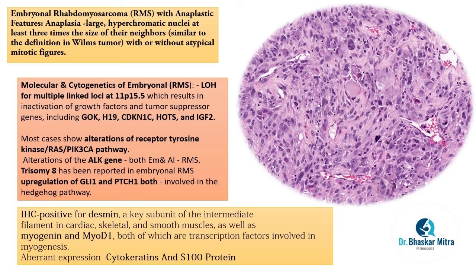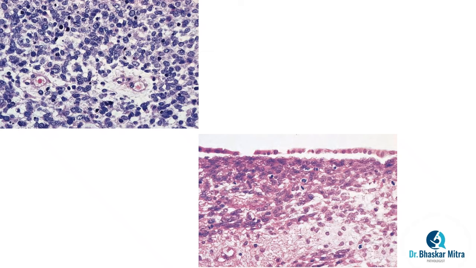Now comes the immunohistochemistry part of this tumor, which is most important in these cases. They usually come positive strongly with desmin along with the other myogenic markers like myogenin and myod1. Sometimes they may aberrantly express cytokeratin or S100 protein. So myogenin, myod1 and desmin positivity signifies this as a myogenic tumor, the rhabdomyosarcoma.